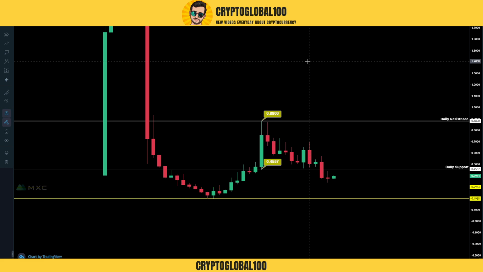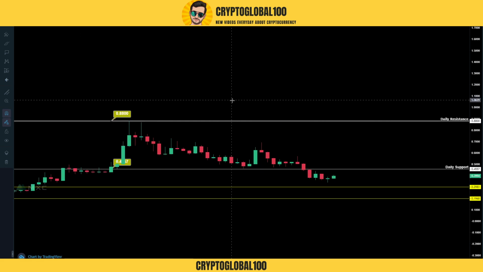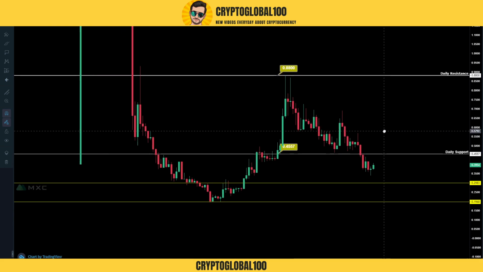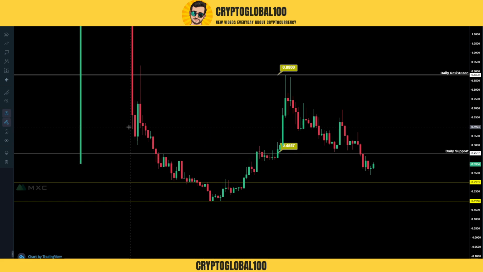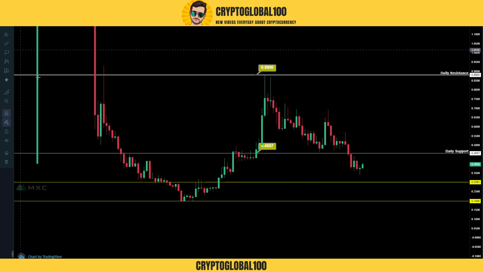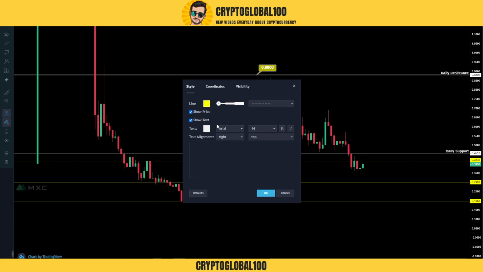Now what I'm going to do right now is go down to the 8-hour time frame. I'm going to look out for another zone. What zones should we be looking for? Here we have found another zone on the 8-hour chart. I'm going to make this one good, and this one 8 hour.